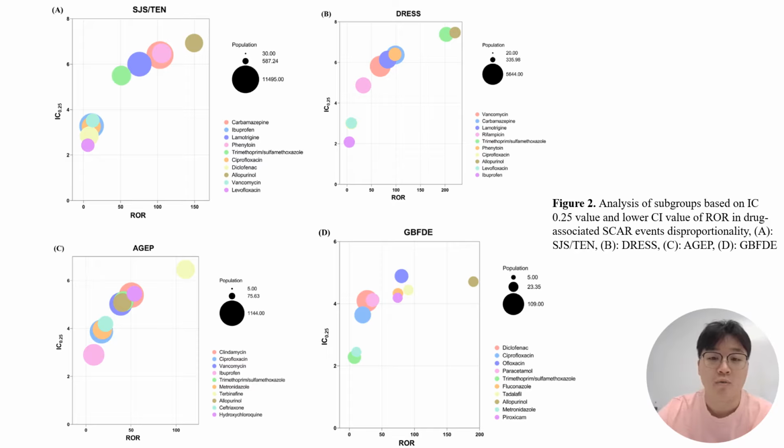A key novelty of our findings lies in the significant associations revealed between certain antibiotics, ciprofloxacin and vancomycin, and non-steroidal anti-inflammatory drugs, ibuprofen, with the majority of SCAR subtypes.